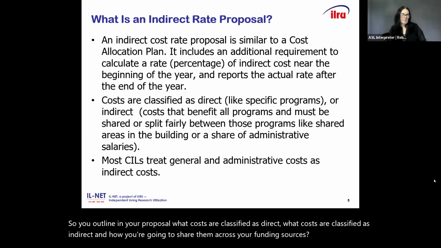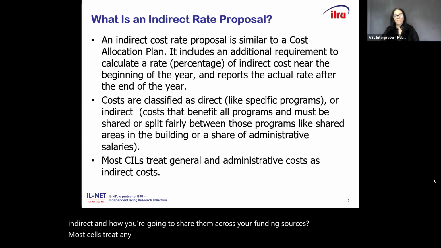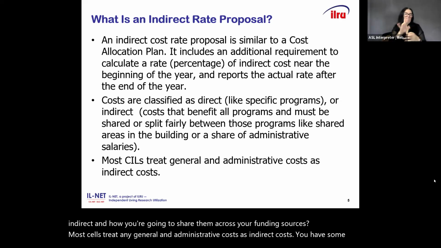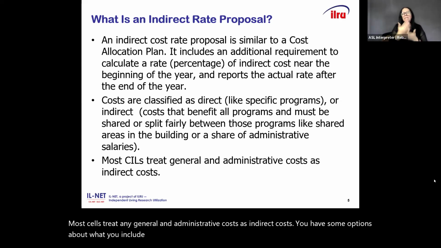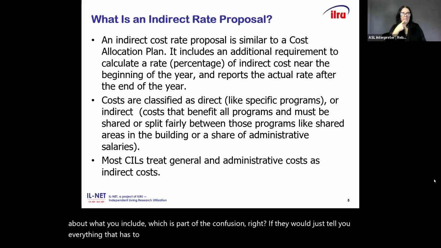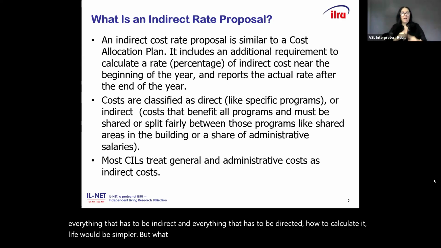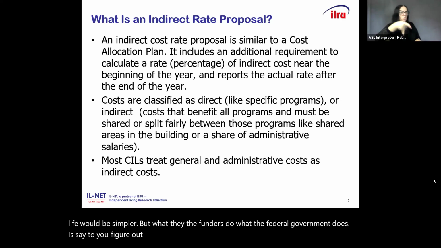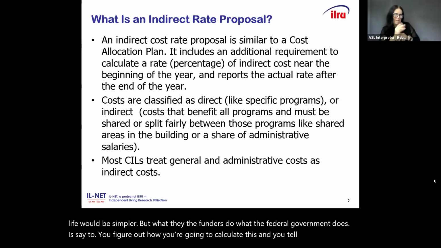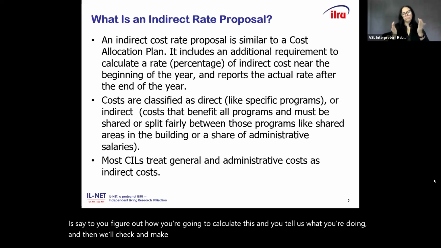Most CILs treat any general and administrative costs as indirect costs. You have some options about what you include, which is part of the confusion, right? If they would just tell you everything that has to be indirect and everything that has to be direct and how to calculate it, life would be simpler. But what the funders do, what the federal government does, is say to you, you figure out how you're going to calculate this and you tell us what you're doing, and then we'll check and make sure that you do what you said you were going to do.